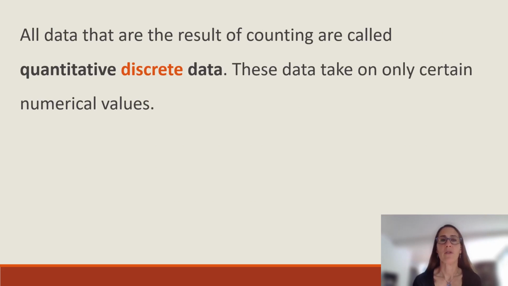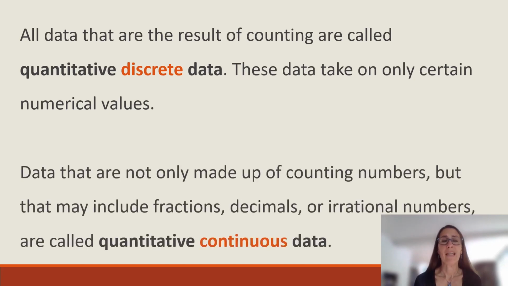All data that are the result of counting are called quantitative discrete data. These data take on only certain numerical values: 1, 2, 3, things that you can count. They might be bigger numbers than that, but they're discrete data points, discrete numbers. Data that are not only made up of counting numbers, but that may include fractions, decimals, or irrational numbers are called quantitative continuous data because they're not separate pieces of data. They can be anywhere along the number line or along a spectrum, for example.